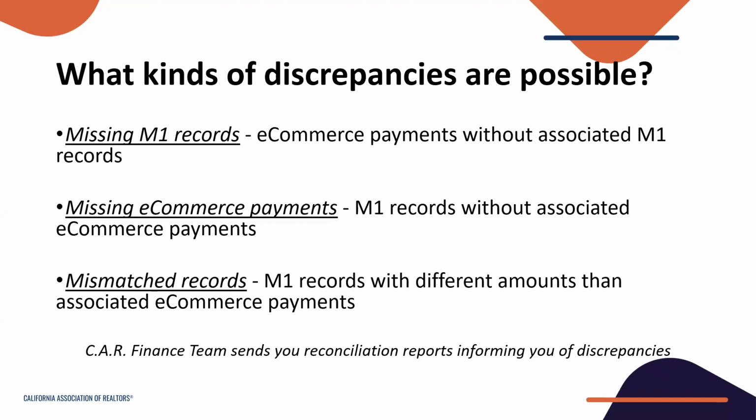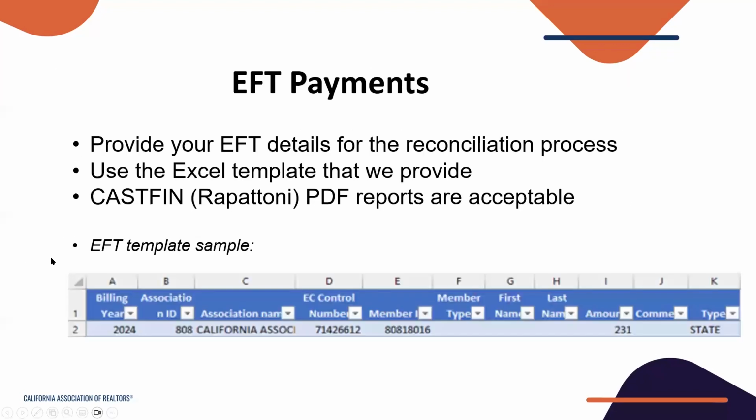There can be missing e-commerce payments. That's when M1 records do not have associated e-commerce payments. There can be mismatched records, where M1 records have a different amount than their associated e-commerce payments. And again, the C.A.R. finance team sends you reconciliation reports informing you of discrepancies.